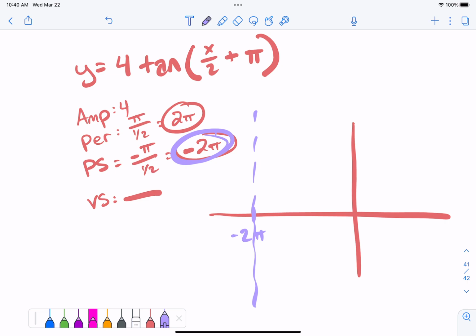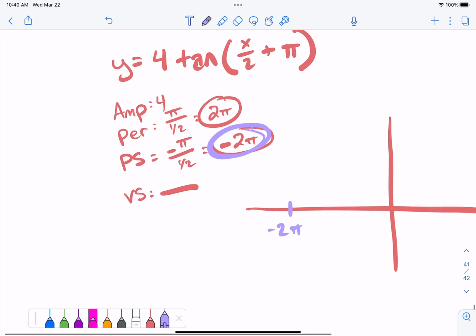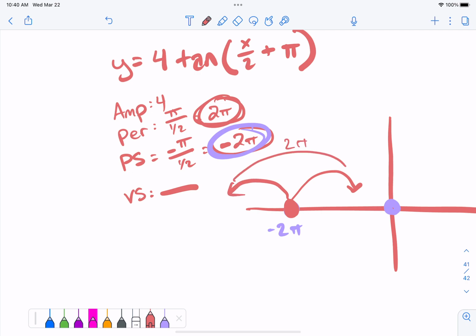Negative 2 pi, and he's 2 pi wide. So that means this is where 0 is, right? Normally he goes like this, so at negative 2 pi he would be at 0 right there. I'm gonna have a vertical asymptote on this side and a vertical asymptote on this side, and that whole thing has to be 2 pi. So where's my vertical asymptote gonna be?